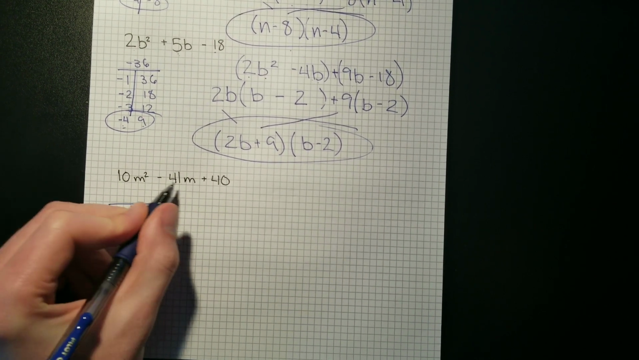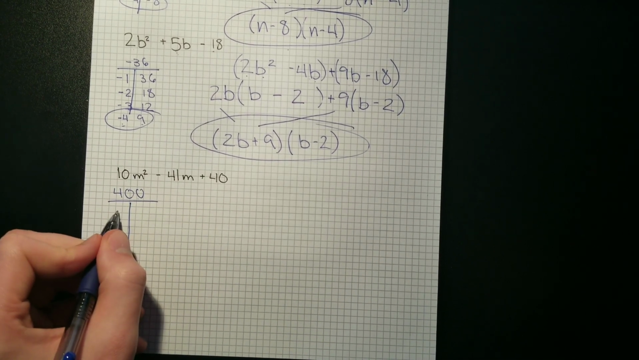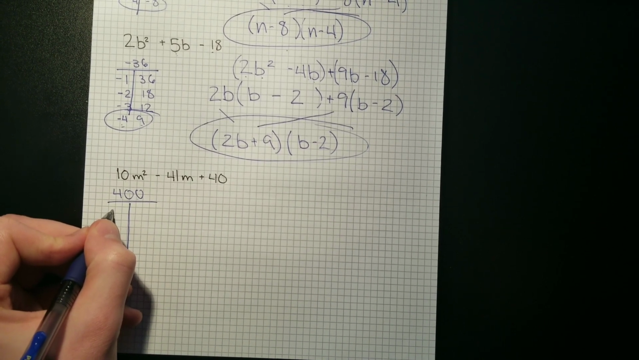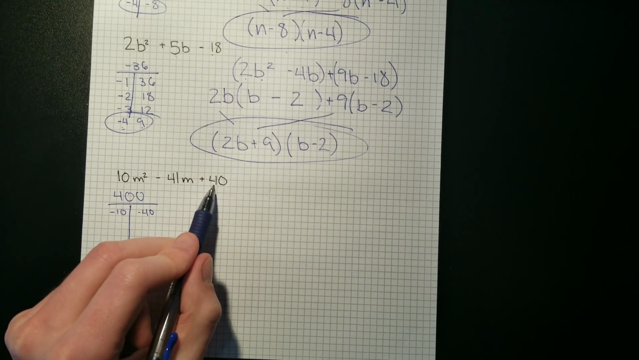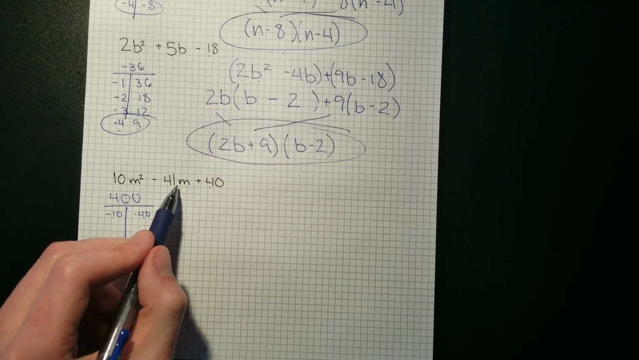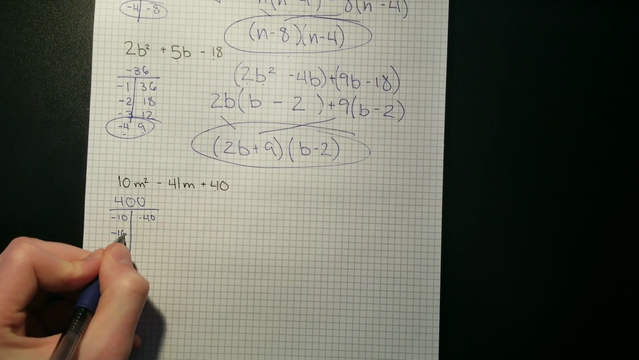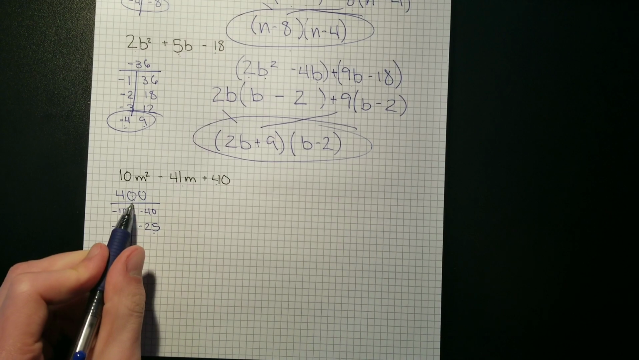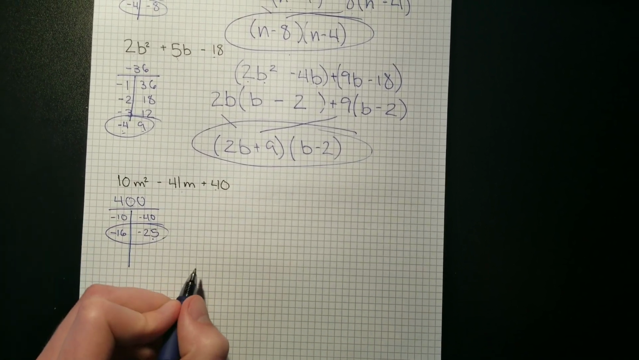So a times c, 10 times 40 is 400. And ways to break that down, I know I have to get negatives. So for instance, I would have to do something like negative 10 times negative 40, because those two numbers multiply together to get positive 400, but add up to get a negative. That doesn't quite work for this one because they don't add up to negative 41, but I could use negative 16 and negative 25. Negative 16 times negative 25 is 400, and negative 16 plus negative 25 is negative 41. So those are the things I'm going to use.